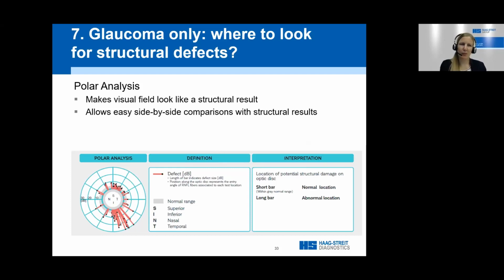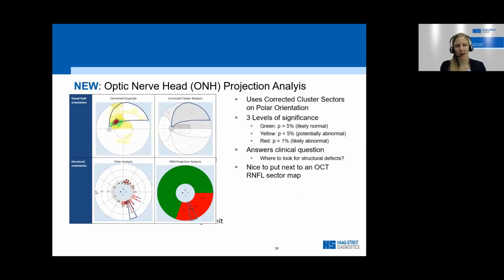And I know a lot of people are unfamiliar with that kind of view. So we worked on it and came up with an adapted representation that's brand new, just part of the iSuite i96 software. It's the optic nerve head or ONH projection analysis. It's the kind of marriage between the cluster and the polar analysis.